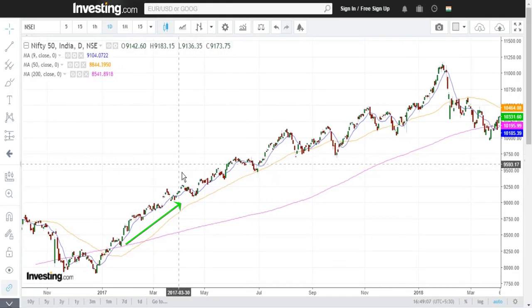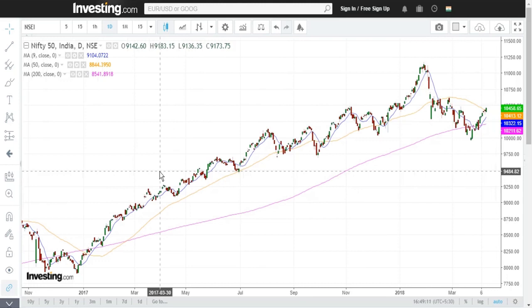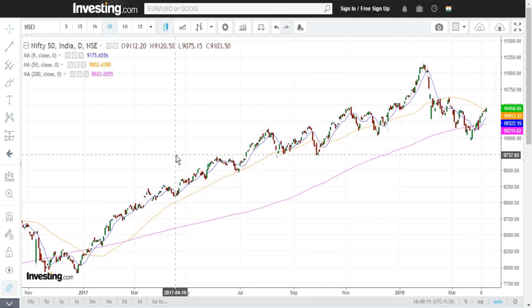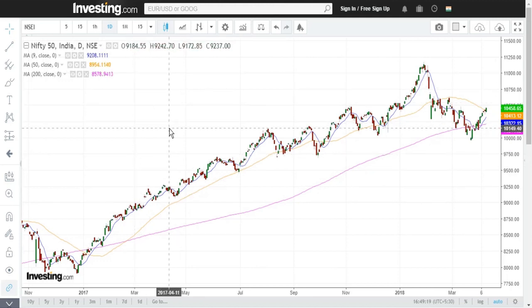So this is another way to use the moving averages. Now let us understand the last way, or the fourth important way we want to discuss the usage of a moving average. That is moving average crossover. Now as we said, the shorter term moving averages are relatively more sensitive compared to the longer term moving averages.